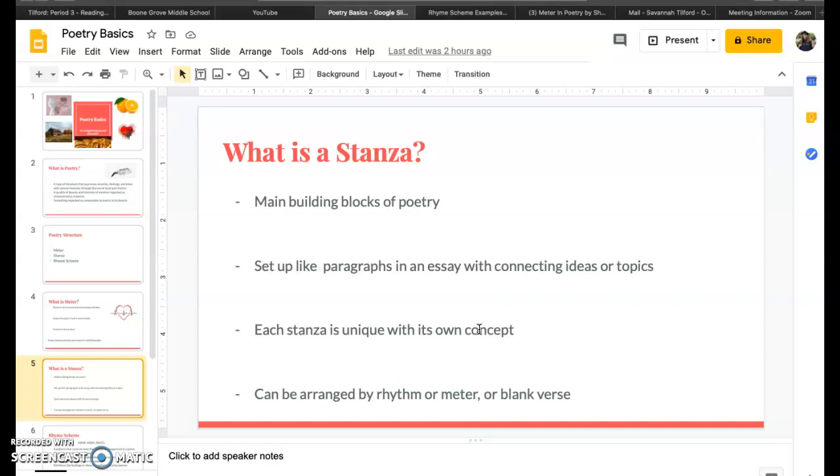While each stanza is unique with its own topic or concept, they're all connected based off of the same overall idea. And these can be arranged by rhythm or meter, or if it's blank verse, however blank verse decides, right? So stanza is another one of the main building blocks for poetry. It helps us organize how the poem is read.